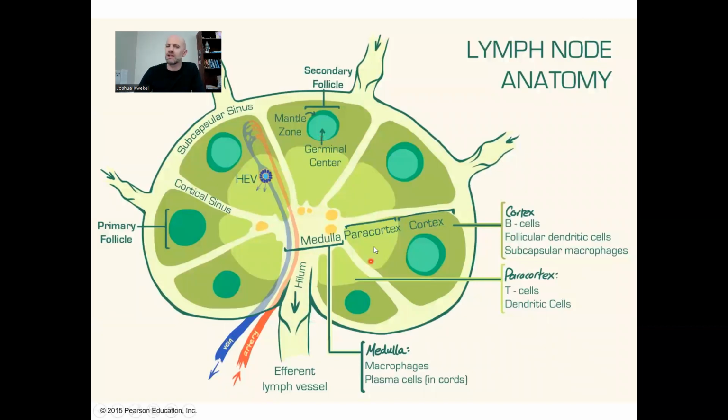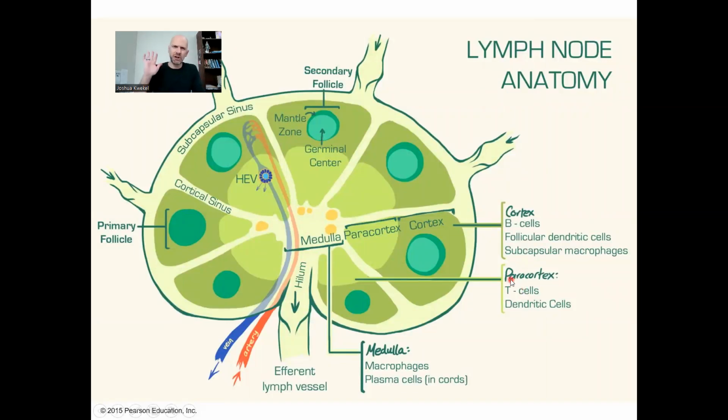Here's just another diagram showing you a very similar set of information about the cortex in this kind of olive green, the paracortex or the deep cortex in the light green, and then the medulla is in the middle. The medulla is where there's macrophages and plasma cells, and the outer cortex here is mostly B cells. And then the paracortex or the deep cortex is the T cells and dendritic cells.